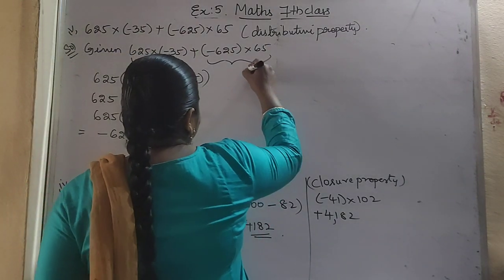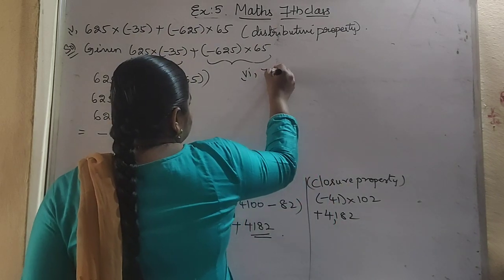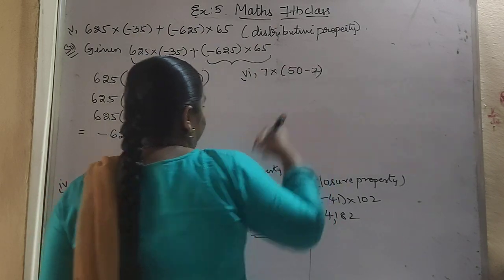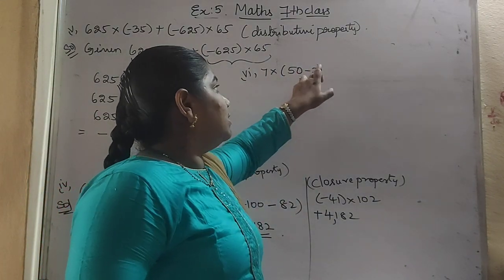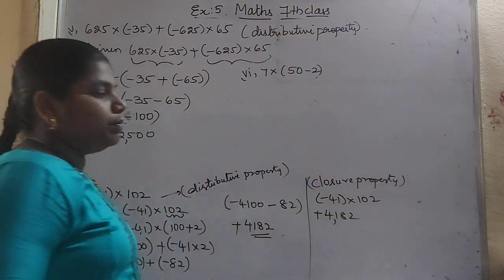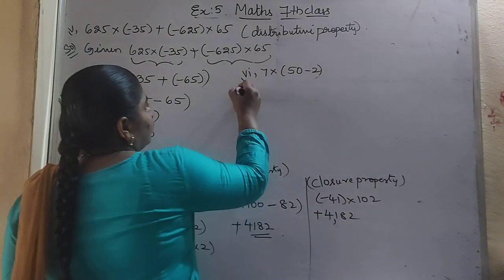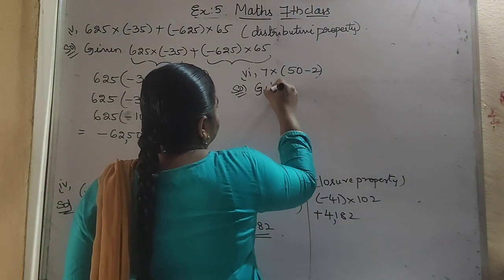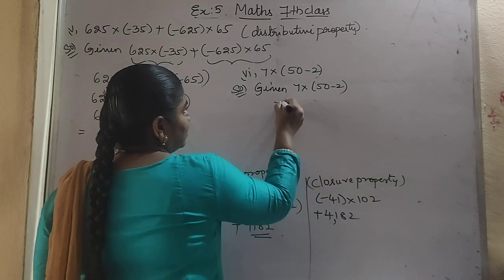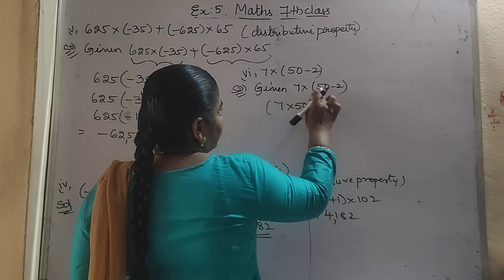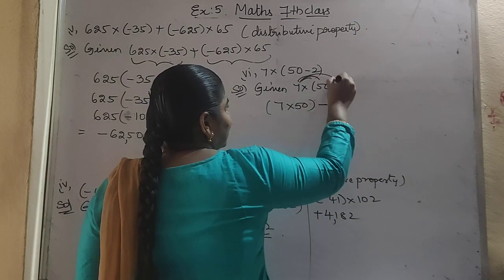Next is sixth one. 7 into 50 minus 2. So again this is in the form of distributive property. So it is A into B minus C. Before they had given in terms of plus, now they have given in terms of minus. So what can we write this as? Given 7 into 50 minus 2, we can write this as 7 into 50, we are multiplying these two. Here minus is there, so minus 7 into 2.